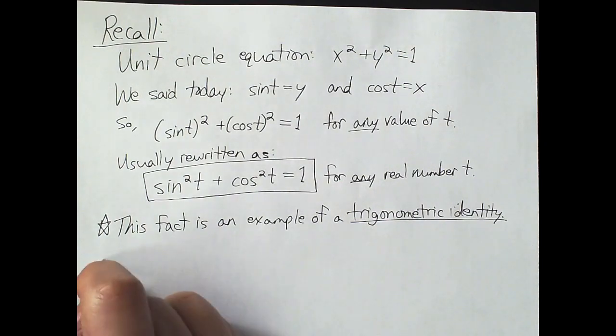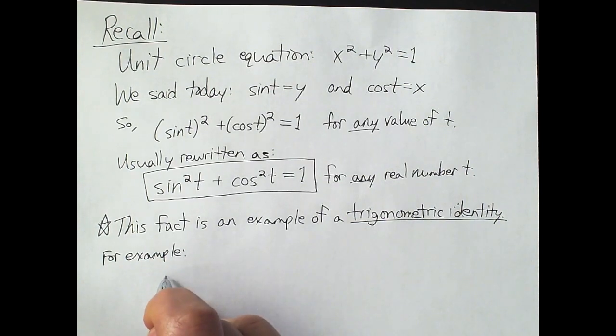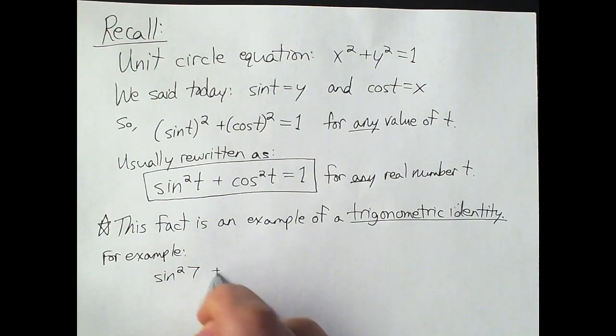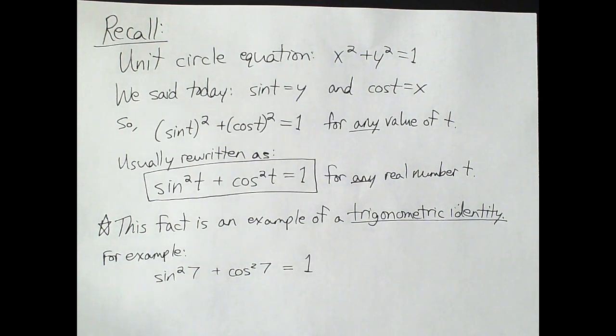For example, if I asked you, what's sine squared of 7 plus cosine squared of 7? I don't even know what sine of 7 is. It would be some weird decimal or some weird fraction, right? Or some weird thing with square roots. We don't know what sine of 7 is, but it doesn't matter. According to the trig identity, this thing must add up to 1.